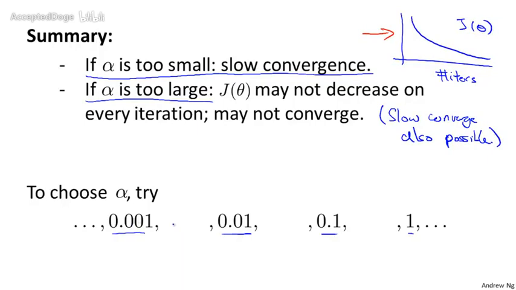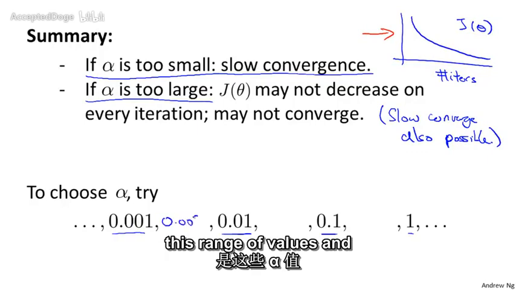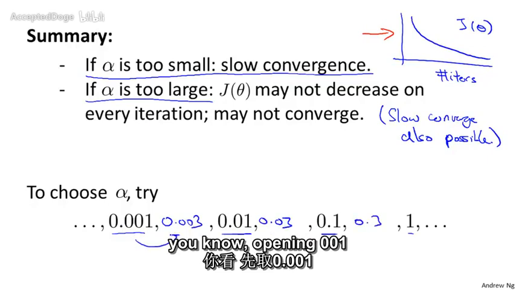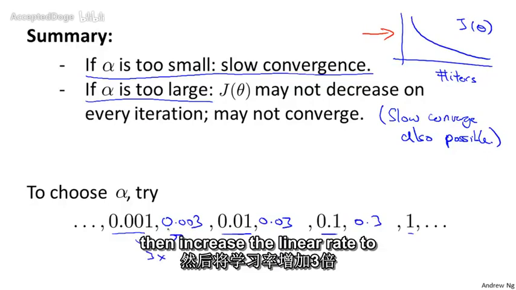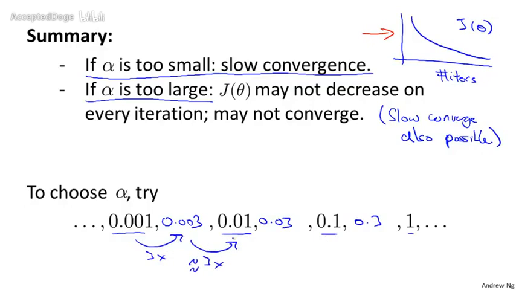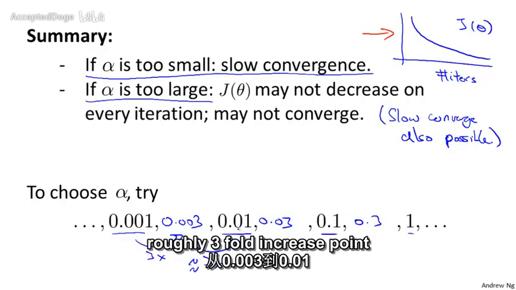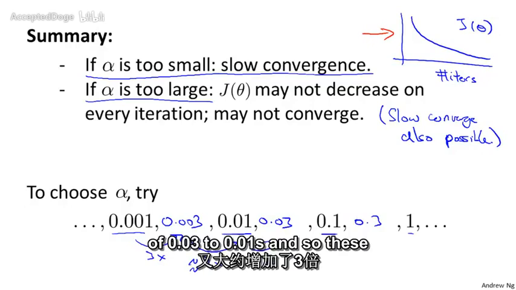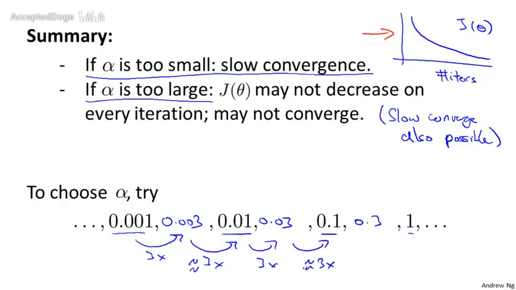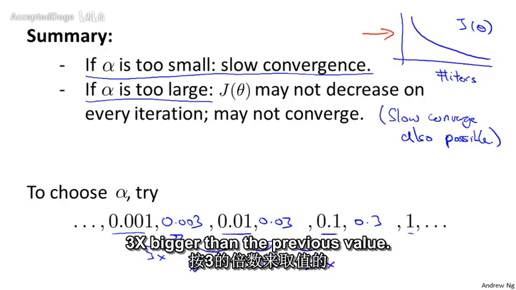What I actually do is try this range of values, and so on, where this is 0.01. I'll then increase the learning rate threefold to get 0.03, and then this step up is another roughly threefold increase from 0.03 to 0.1. So I'm trying out gradient descent with each value being about 3x bigger than the previous value.